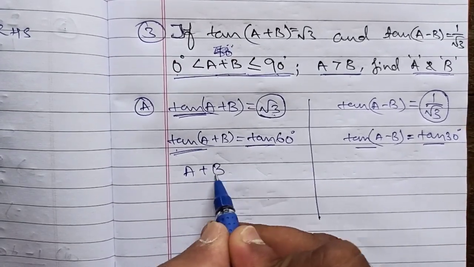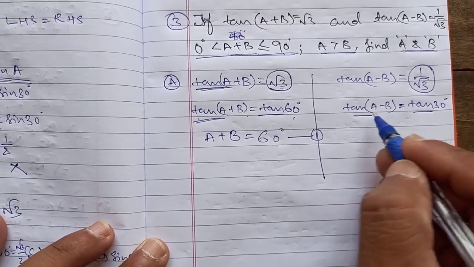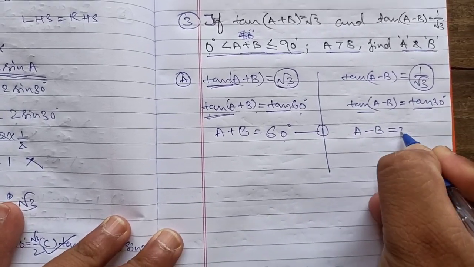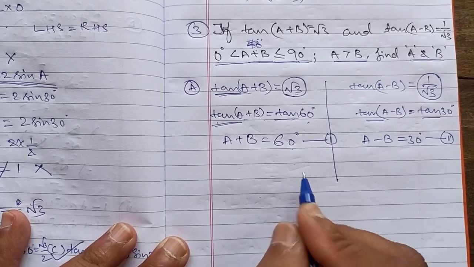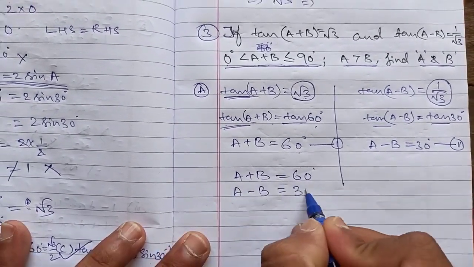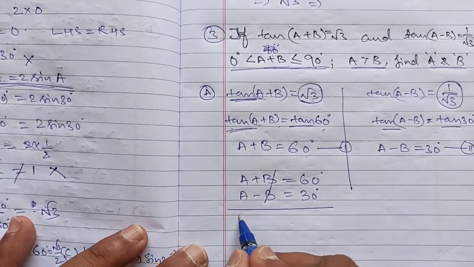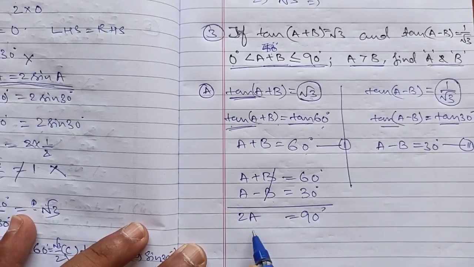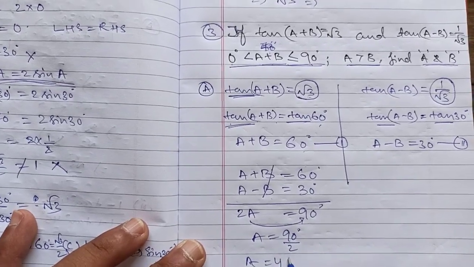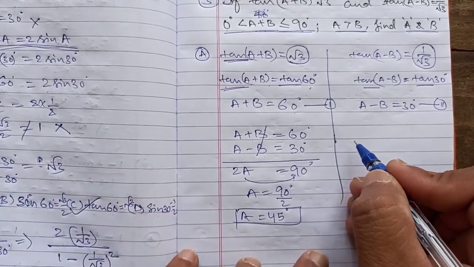What we will get? A plus b equals 60 degree, equation 1. Similarly, on both sides tan will be removed, a minus b equals 30 degree. Okay, now we have a linear equation in two variables, two equations. We will add both the equations. It has different signs in the second term, so b will be cancelled out. A plus a, 2a equals 90 degree. Divide by 2, 90 degree by 2, a equals 45 degree.